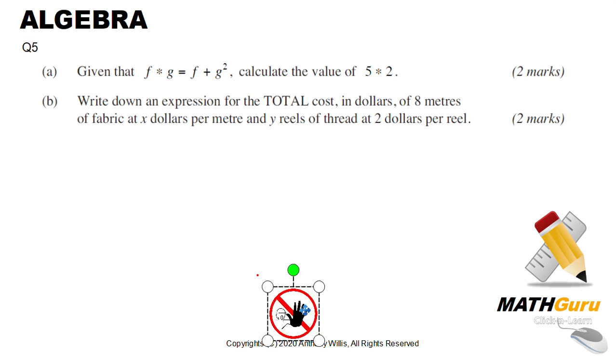The first thing to do with problems like this is to ask yourself questions. Do I understand this problem here? It says f times this asterisk. What's this asterisk? Well, it's an operation. It could be any type of operation. f asterisk g is equal to f plus g squared. So what it is saying is that the left hand side of this equation is equal to the right hand side of the equation.